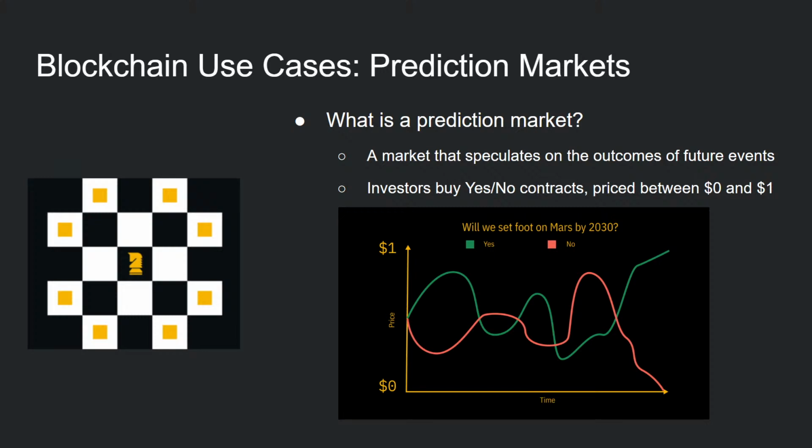In the meantime, if it's looking unlikely that we're going to land on Mars by 2030, yes options might trade for 10 cents because no one believes it'll happen, whereas no ones could be worth a lot more. So even if a no contract is trading at 95 cents, if investors are relatively confident that we're not going to land on Mars, that's great for them. They can buy them for 95 cents and make a 5-cent profit on every option once the contract expires.